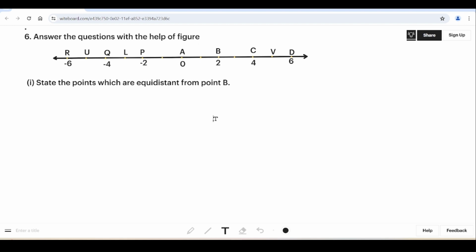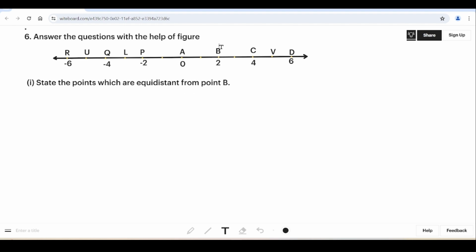So the next question is: answer the questions with the help of the figure, and the figure I have drawn over here. Now we have many points on the figure and their coordinates are also given. And we have some questions from that number line. We have to answer those questions. The first question is: state the points which are equidistant from point B.